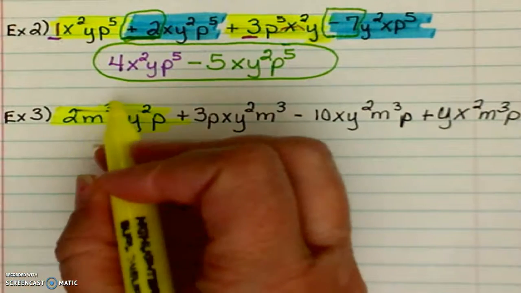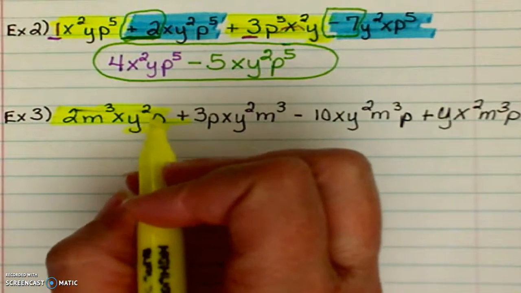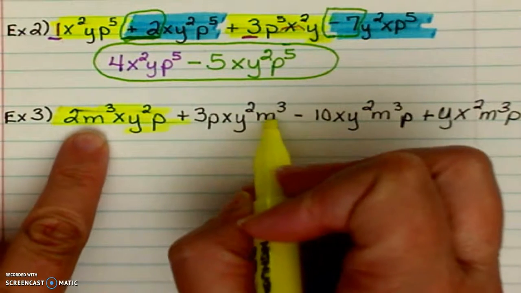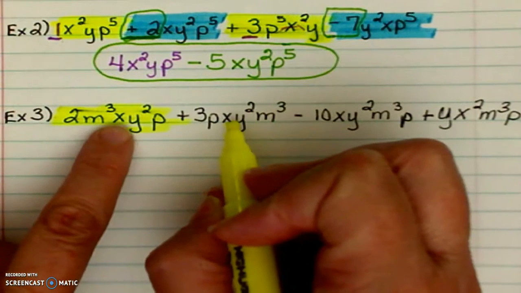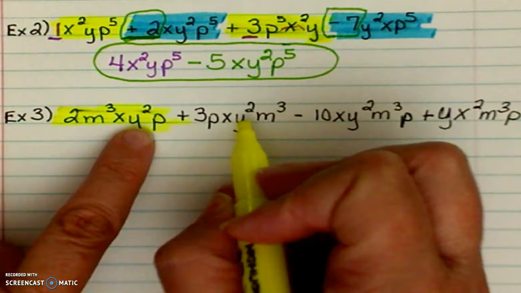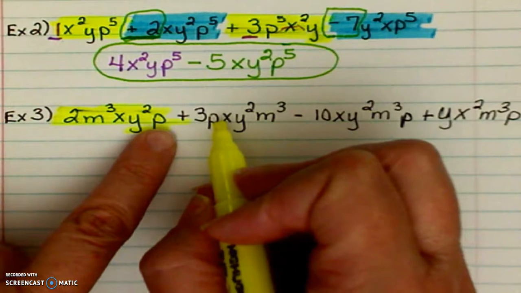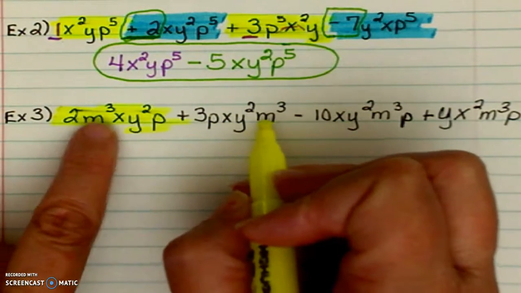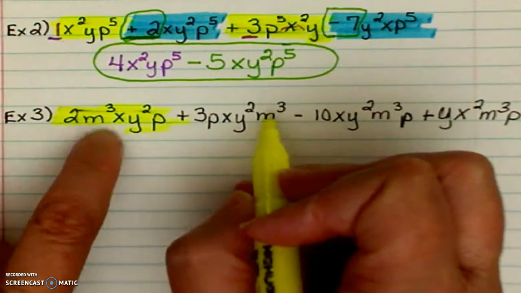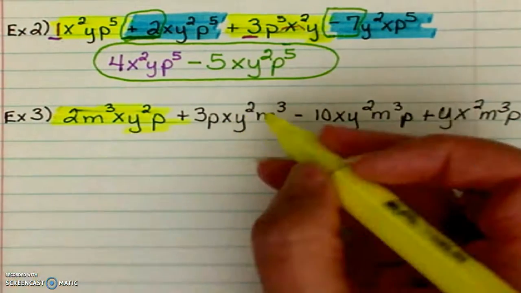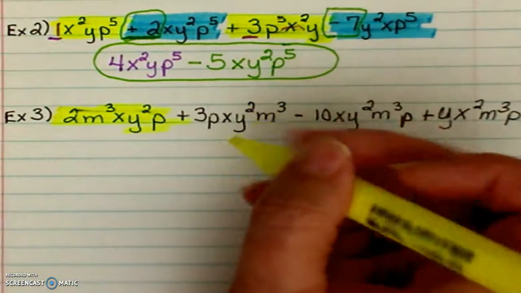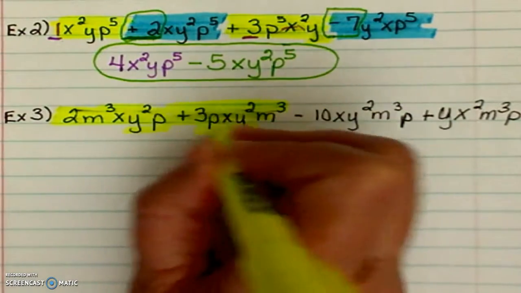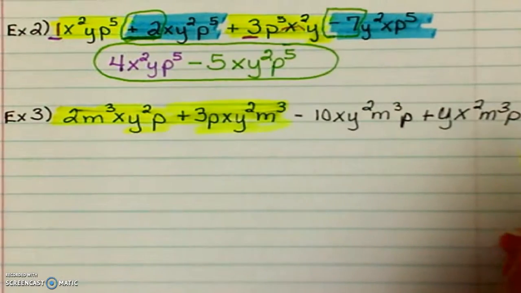So we have m cubed x y squared p. If I look at the next term, it has the m cubed x to the first, y squared, and p. So the variables are the same, raised to the same power, so therefore that is another like term with the first term. So the first two terms in this example are like terms.